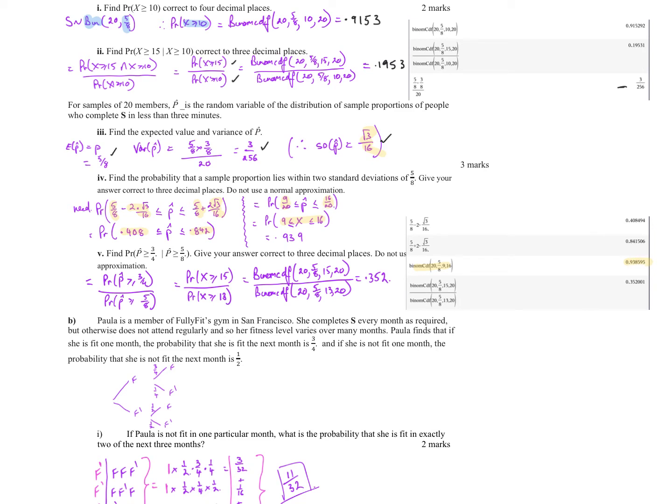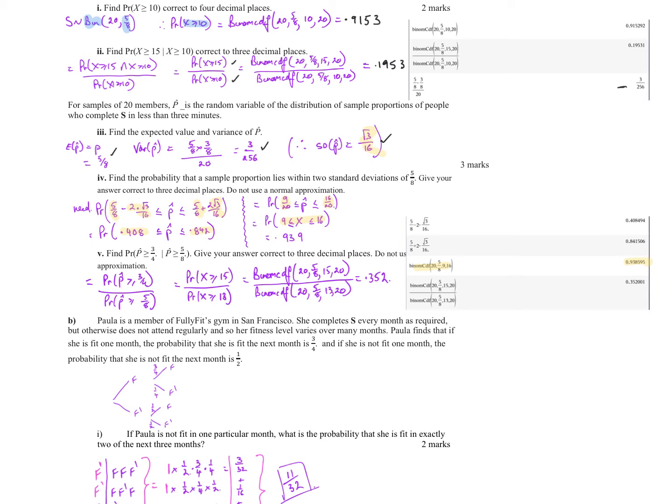All right. Find the probability that p hat is greater than 3/4 given p hat is greater than 5/8. So my conditional. So p hat is greater than 3/4 and greater than 5/8. Well, 6/8 is greater than 5/8.